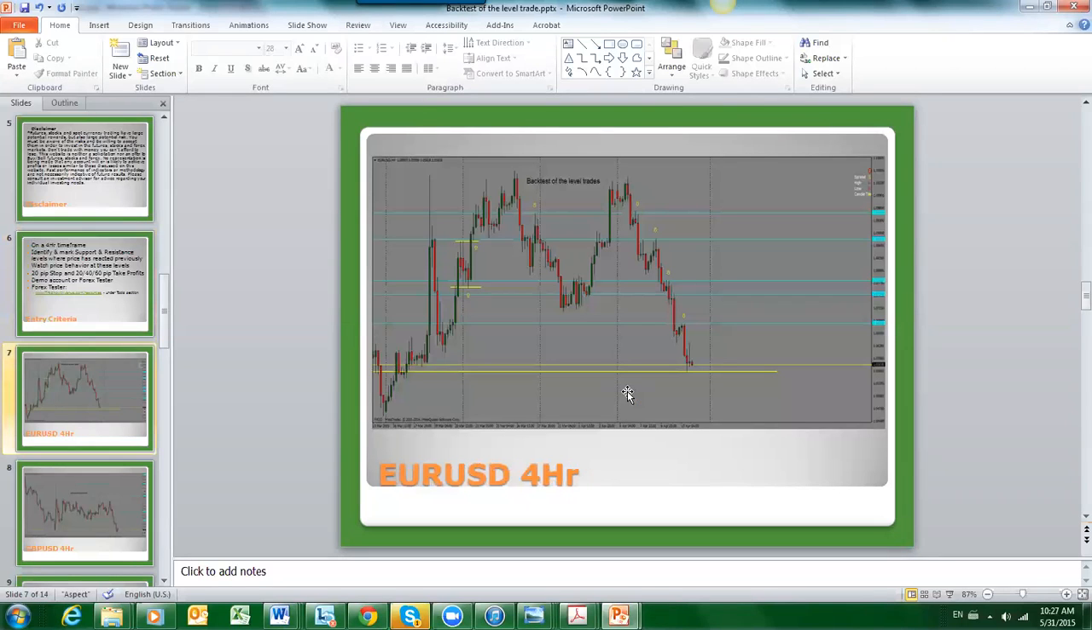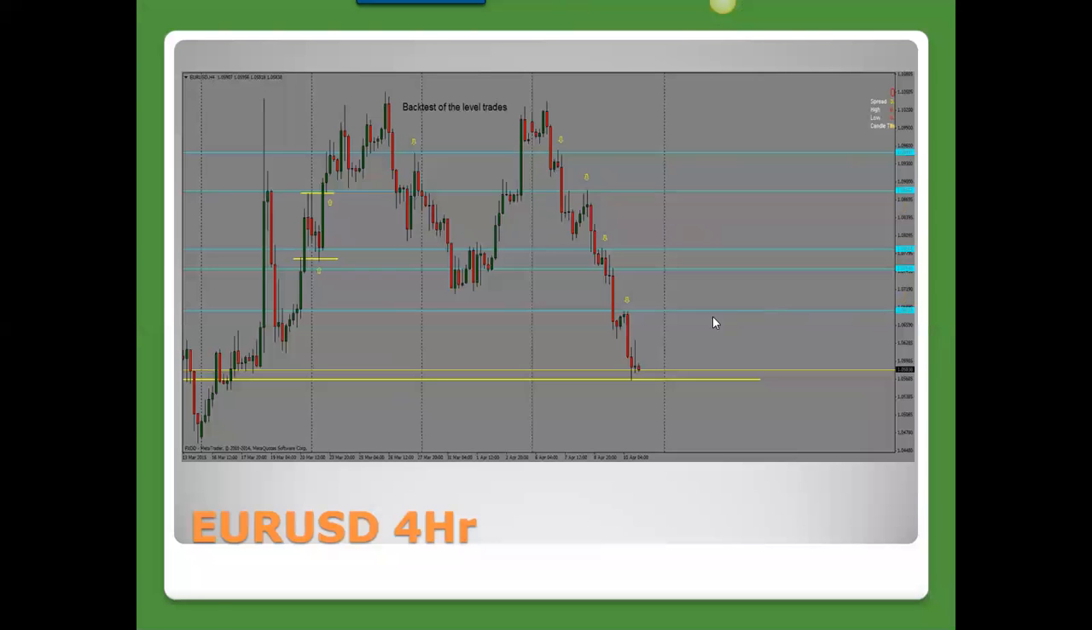All right, so let's move in and take a look at what I'm talking about in this back test of the level trade. So this is a chart. This is a Euro USD 4-hour chart. On here, this is what I do. I go on to the 4-hour chart, and I will mark major areas of support and resistance. And then I watch these levels.